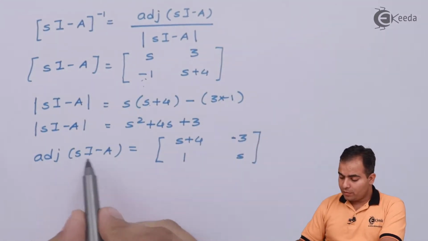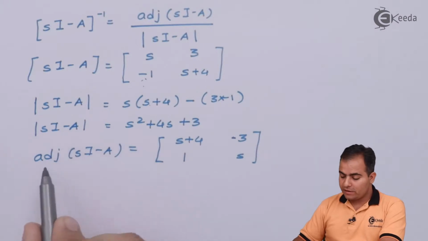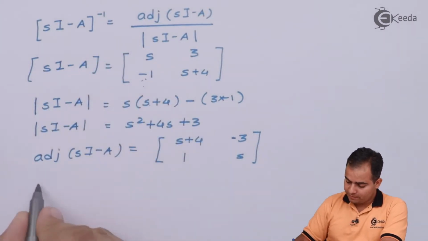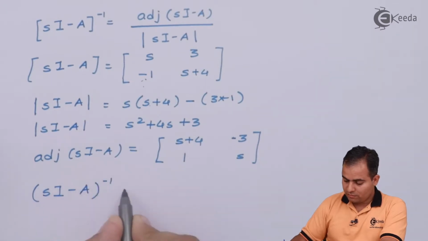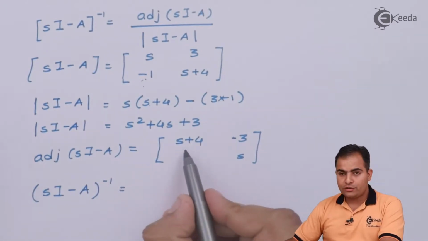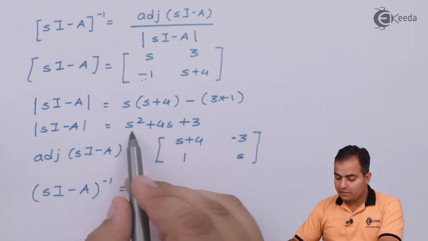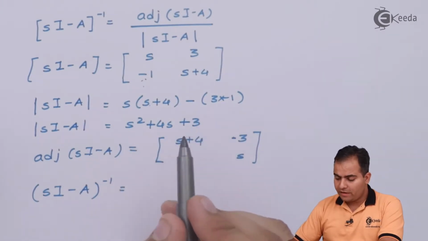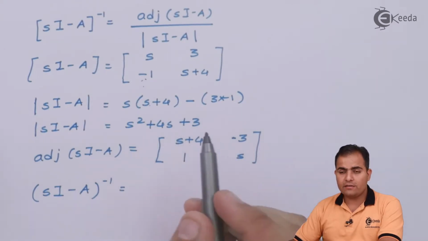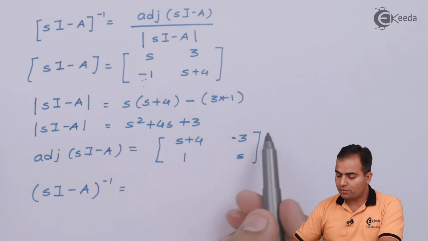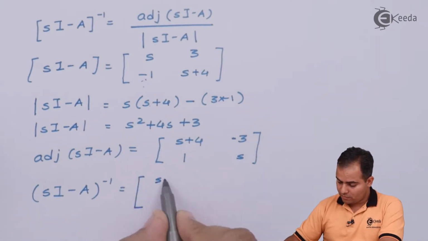Now I'll substitute both my determinant as well as the adjoint matrix in the (sI minus A) inverse formula. So first of all, the adjoint I'm going to write in the numerator, and in the denominator we'll write s square plus 4s plus 3. But we can write this denominator as a multiplication, like 1 upon s square plus 4s plus 3, which is multiplied with this whole matrix.